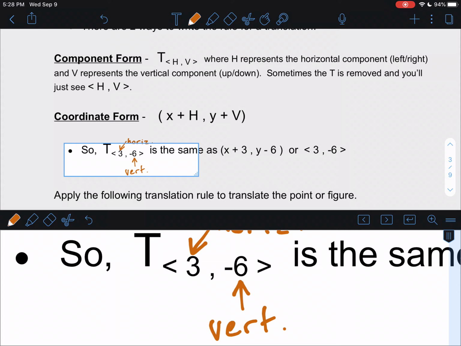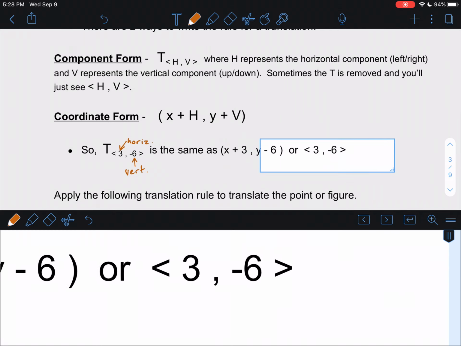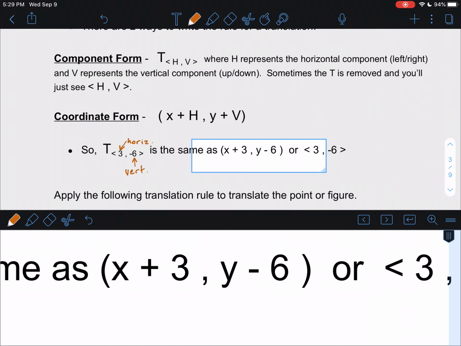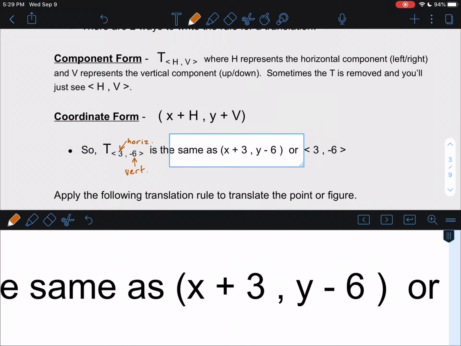So if you see this T 3, -6, that's the exact same thing as x plus 3, y minus 6. The reason I like this form a lot better is because it's kind of just like a formula. If we're given a point, let's say the point is 1, 1, all I have to do is plug 1 into the x, plug 1 into the y, because those are my x and my y values, solve, and it tells me my new coordinate. So that's why I like coordinate form a lot better.